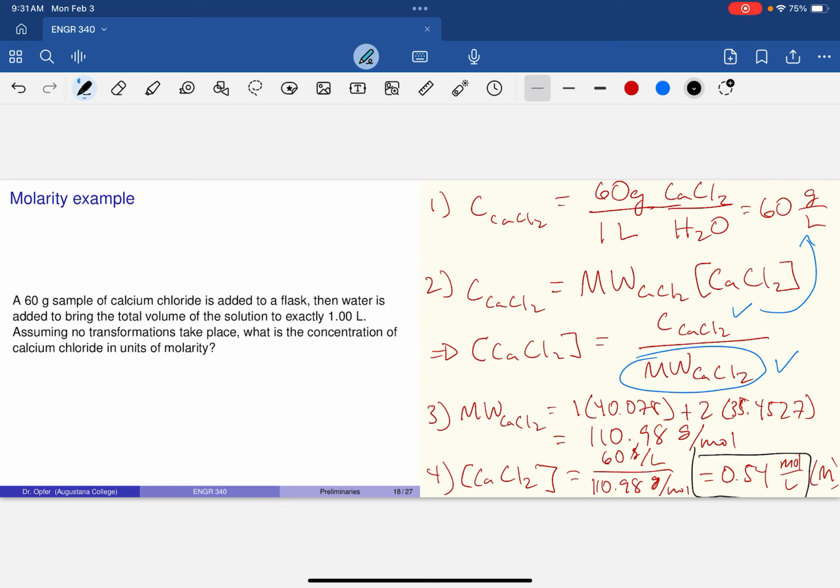All right, and then if we had 60 milligrams instead of grams, you would have to make sure to convert milligrams to grams to make it consistent with the molecular weight. But that's all we're doing to convert mass concentration to molar concentration. No, sorry, molar concentration. It was real good right till the end there.